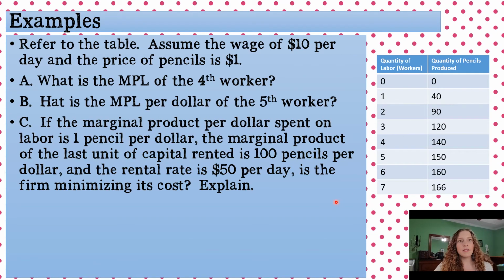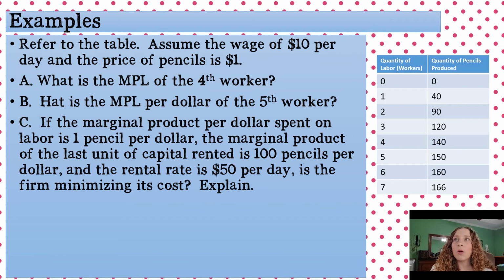All right, this is a little bit more of an involved example, and this one's going to have us do a few more steps. This one's going to employ some of the other things that we've learned in some previous modules. So let's take a look at what we have going on here. First we're going to refer to the table. We're going to assume that the wage is $10 per day and the price of pencils is $1.